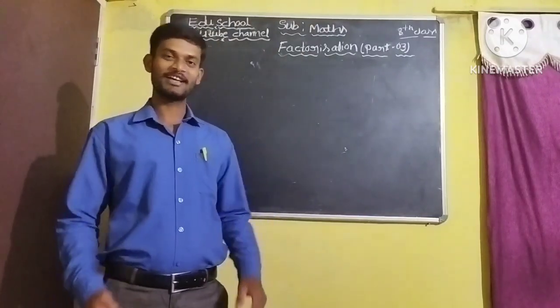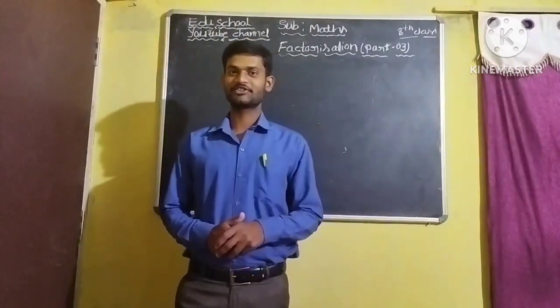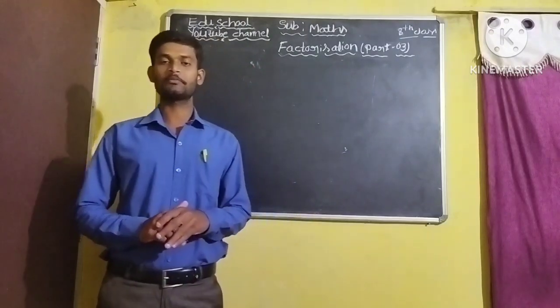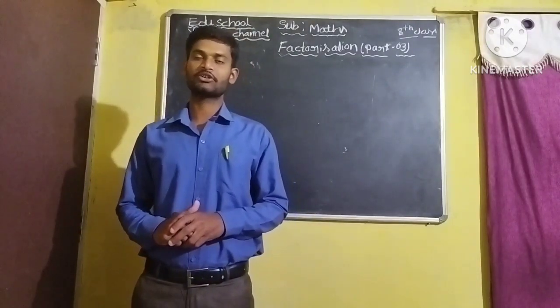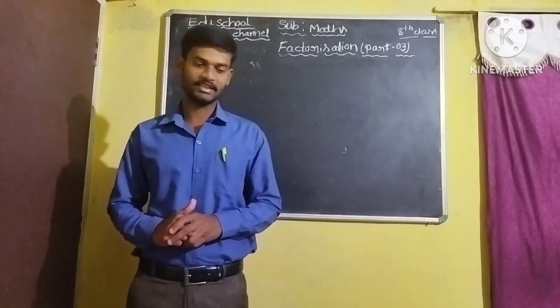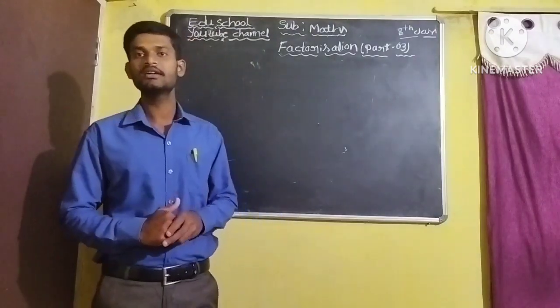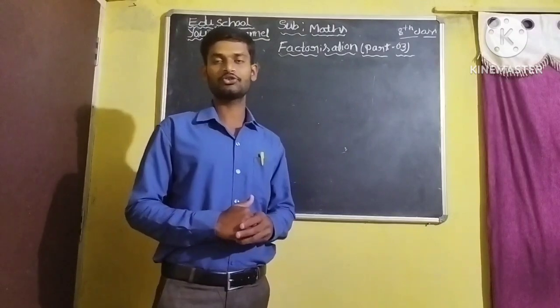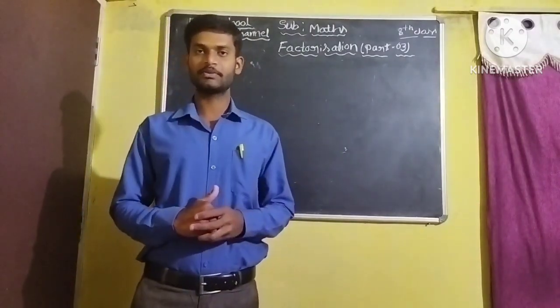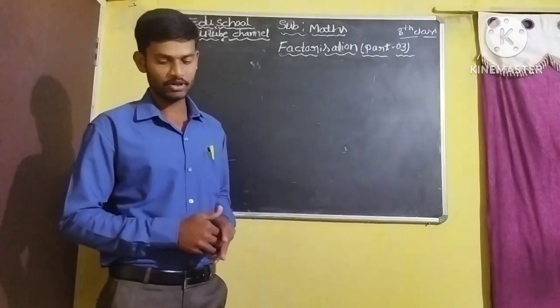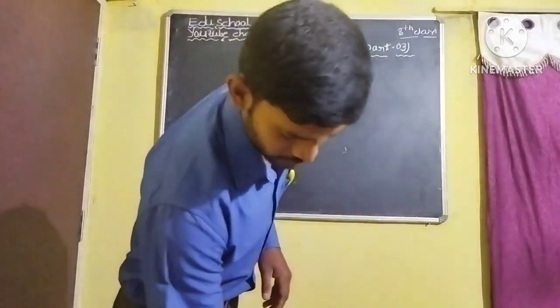So, dear students, in the last class we already started the factorization lesson. In that lesson we completed the first exercise 14.1 and also started the 14.2 exercise. In that exercise we already completed the first main, second main and also the third main. Now we have to understand the fourth main as well as the fifth main exercise part. So let us move on to the exercise part.